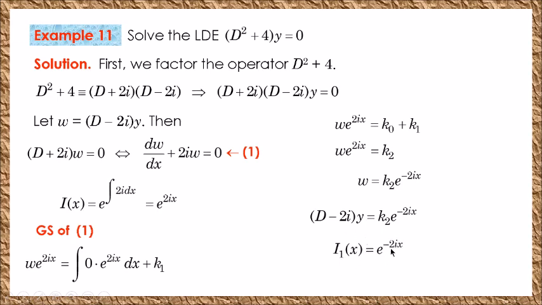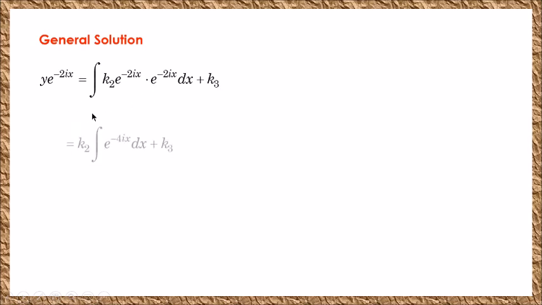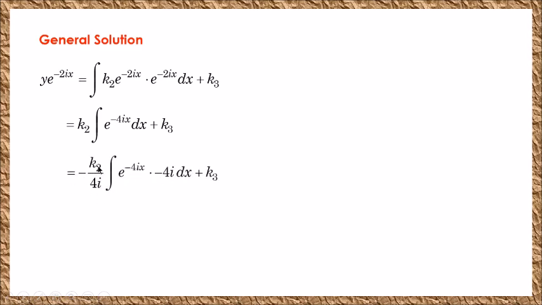So the integrating factor is e to the negative 2ix. General solution: y e to the negative 2ix equals the integral of k sub 2 e to the negative 2ix times e to the negative 2ix dx plus k sub 3. So this is e to the negative 4ix, times k sub 2, integral of this, plus k sub 3. So we put negative 4i, balanced by negative k sub 2 over 4i. So e to the u du, we get the integral of that, e to the negative 4ix, so e to the u times k sub 2 over 4i plus k sub 3.